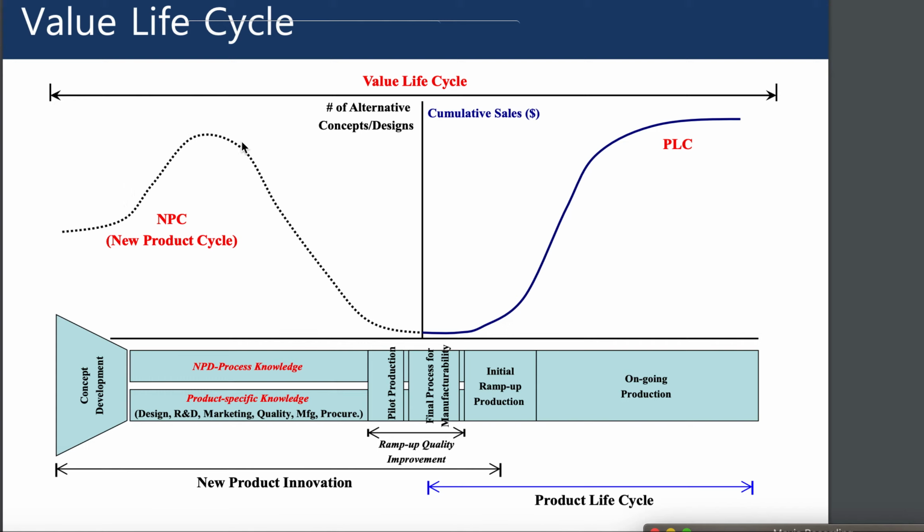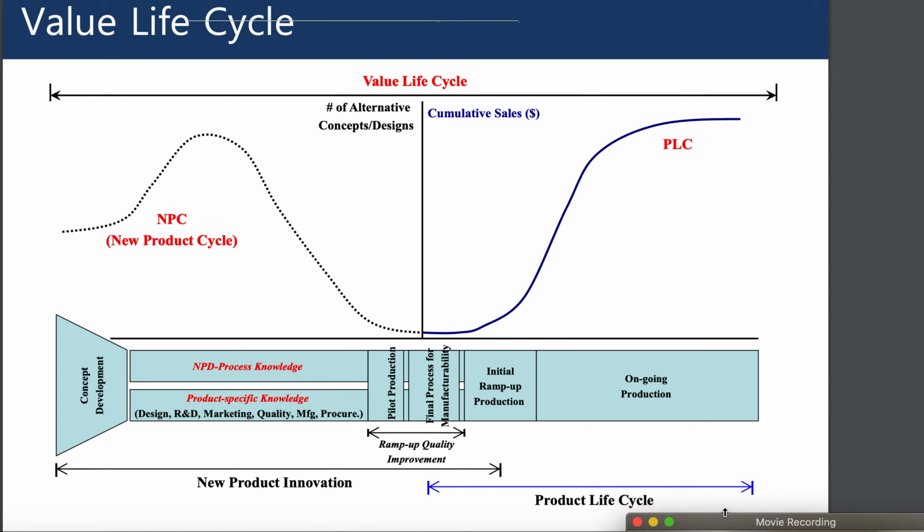A new product development cycle should be combined with the PLC to form what is called a value life cycle. In the NPC, the new product development cycle, the y coordinate is the number of alternative concepts and designs, and the x coordinate is time. As time goes, the number of alternative designs becomes less. When a company starts to develop their products, they may have limited ideas, and gradually they team up and come out with different ideas, trying different ideas for new product development. But when the product is going to be published in the market, they have already decided what to make and what the design of the new product is. So the number of alternative designs gets less and less, and you then reach the product life cycle when it is developed in the market.